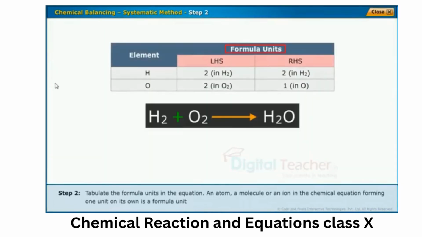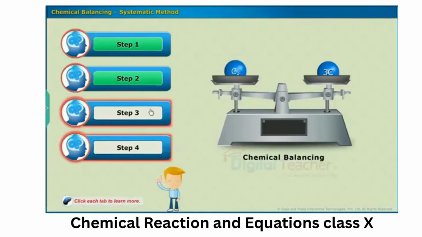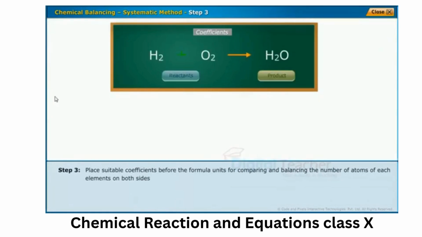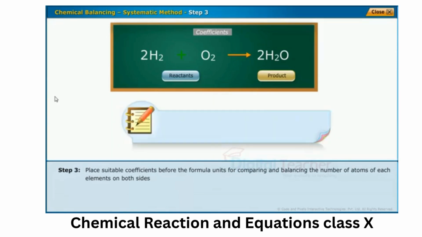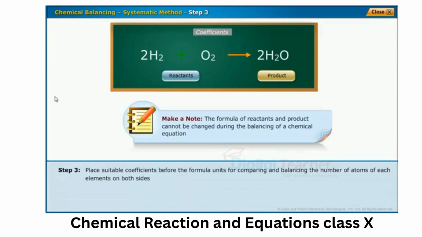Step 2. Tabulate the formula units in the equation. An atom, a molecule, or an ion in the chemical equation forming one unit on its own is a formula unit. Step 3. Place suitable coefficients before the formula units for comparing and balancing the number of atoms of each element on both sides. Make a note. The formulae of reactants and products cannot be changed during the balancing of a chemical equation.